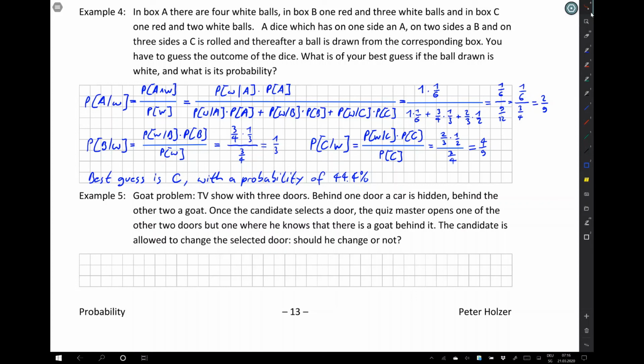And then the candidate has another possibility to change his mind and switch the door, or he can stay with the door he chose in the beginning. And the question is, what is the best strategy? Should the candidate stay with the door he chose? Should he switch, or doesn't it matter? So have fun. I will not tell you the result here, but only live.